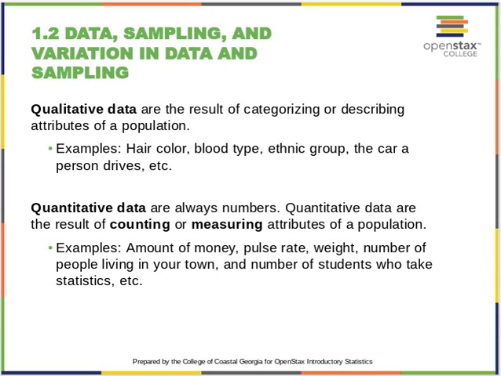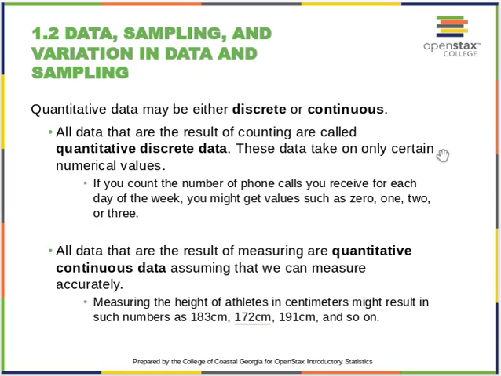Or you can have quantitative data, which either counts or measures attributes of a population. That would be more like our example of height, amount of money, pulse rates. These are pretty straightforward. A little bit more important is the difference between discrete or continuous quantitative data. So these are both quantitative data, but discrete you have to think of as whole numbers: 1, 2, 3, 4, 5.